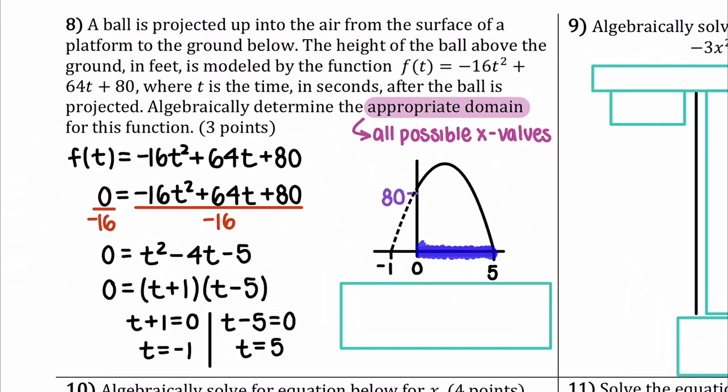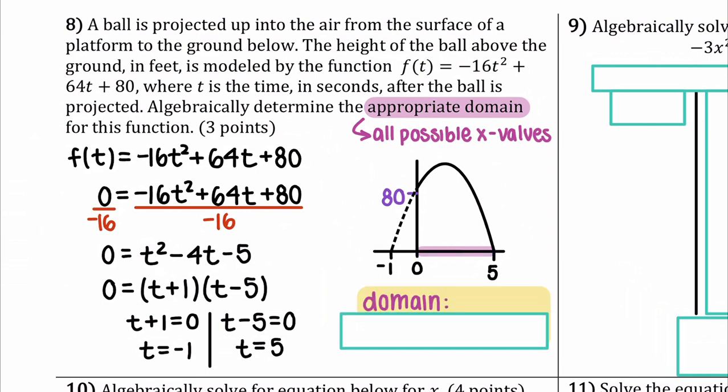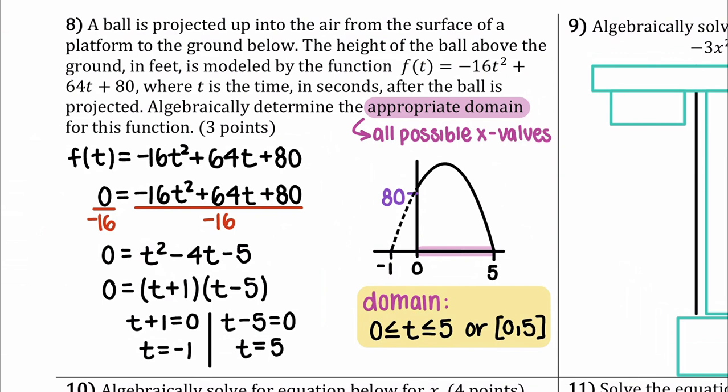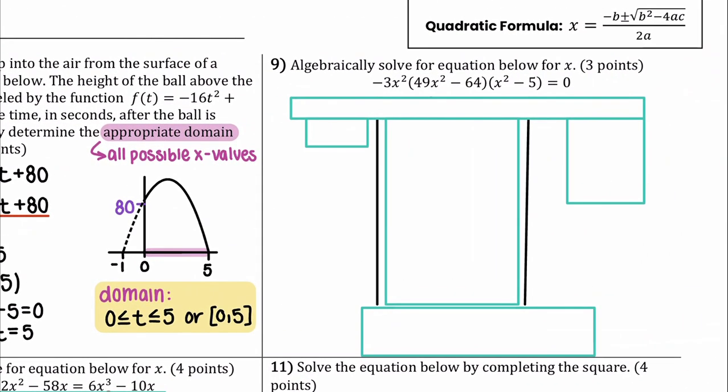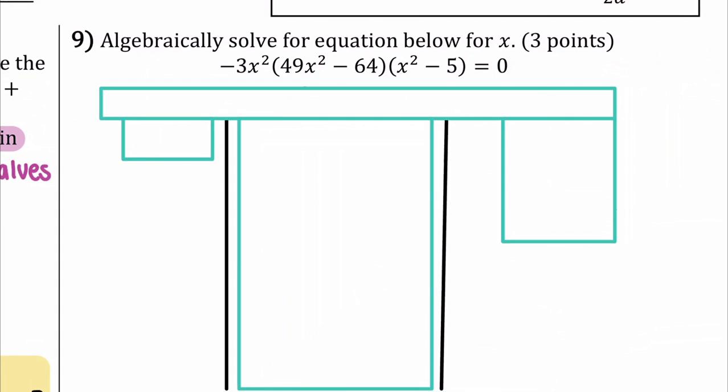When we're talking about an appropriate domain, we're saying the time from 0 all the way to when it hits the ground. That gives us our domain of 0 less than or equal to t less than or equal to 5, or we can say bracket 0, 5 bracket, because the domain represents all possible times. It's possible for the ball to start at time 0 all the way to the 5th second.